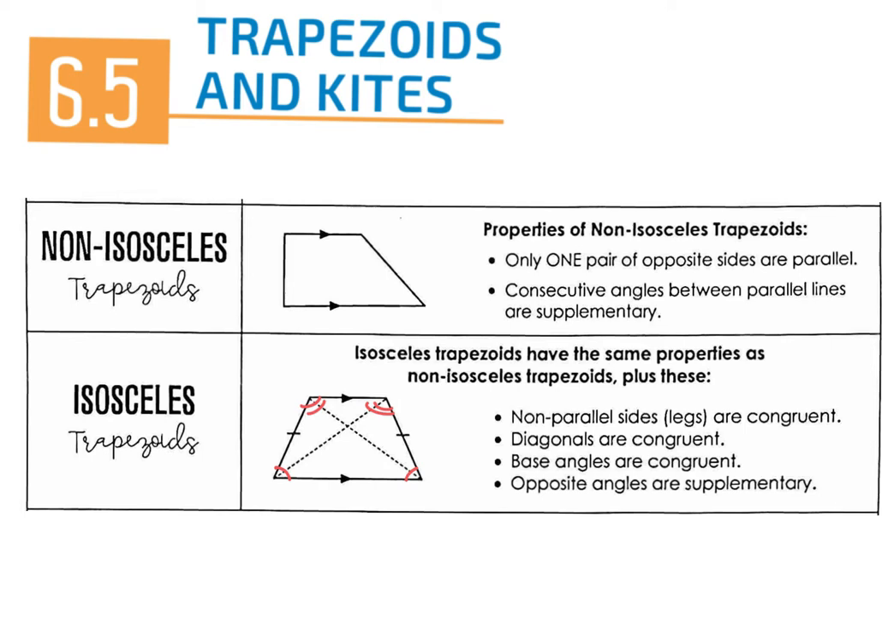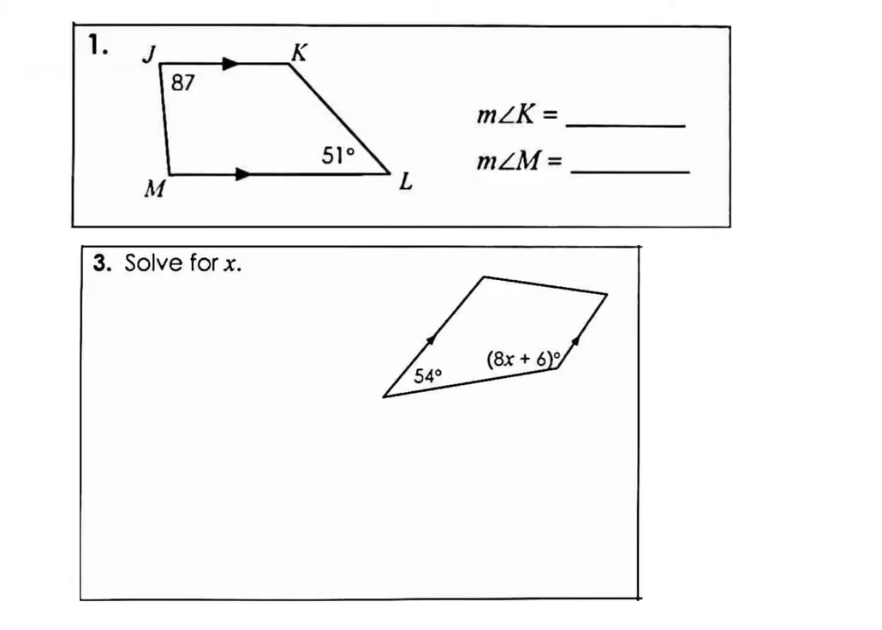All right, let's look at some of these examples. All right, so they've given us two of the measures in this trapezoid. They want the other two. The measure of angle K. So we have 87 degrees, and they want measure of angle K and measure of angle M.